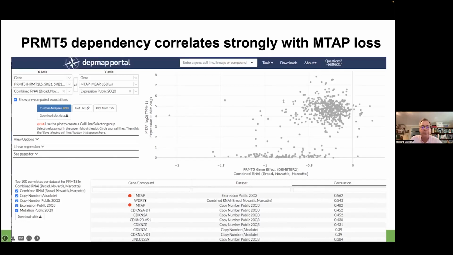Again, you see the binding partner there, and MTAP showing up both as expression and copy number. Above is the plot. So as MTAP expression drops towards the left of the x-axis, you can see the sensitivity to PRMT5 is leftward shifting. So it's a pretty good correlation. I've looked at a lot of this stuff, and this is a very good example for a univariate kind of sensitization.